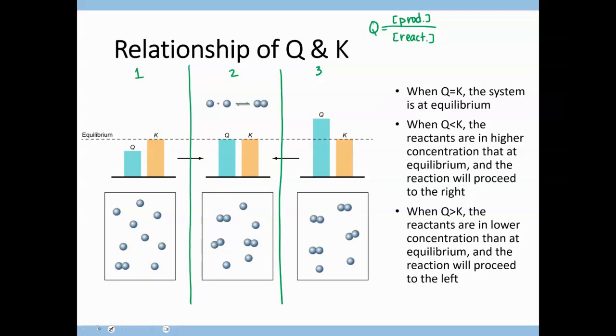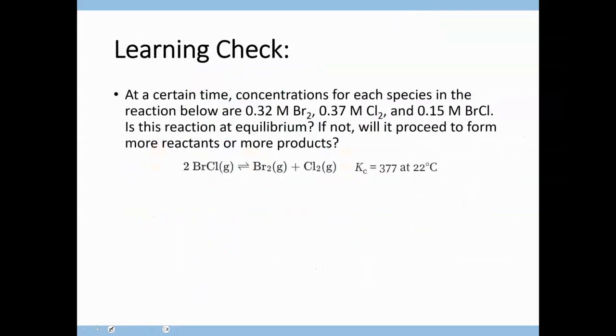So let's look at an actual example here. At a certain time. So this means we don't know if this is at equilibrium. It's not stating that it's at equilibrium. At some time, concentrations for each species in the reaction below, we've got an equilibrium reaction, are 0.32 molar for bromine, 0.37 molar for chlorine, 0.15 for BrCl, bromine chloride. Is this reaction at equilibrium? And then if not, which direction will the reaction proceed? What's our first step here?